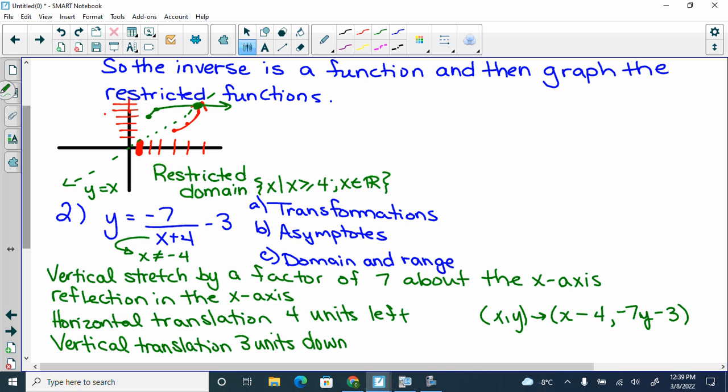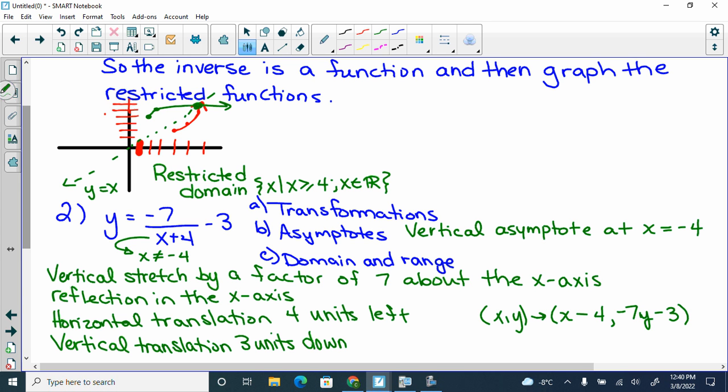An asymptote is where it does not exist, right? And it's an x equals, so I know I have a vertical asymptote at x equals negative 4. Because the asymptote is where the graph doesn't exist. It's a dashed line that doesn't exist. It's where the graph doesn't exist, but it's where the asymptote does.